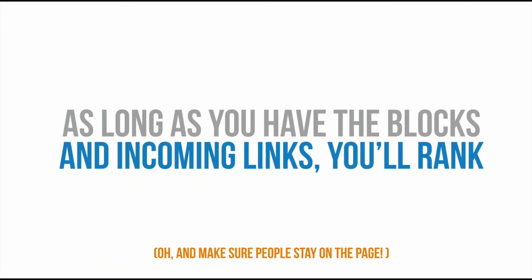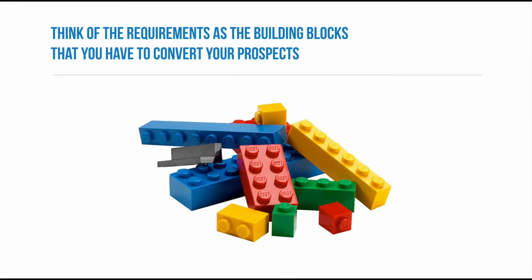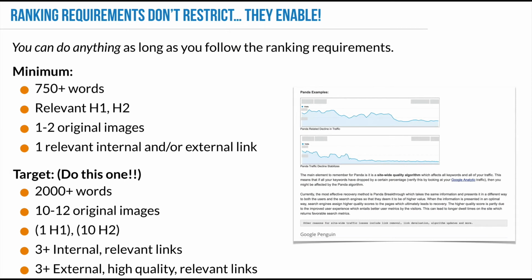Okay, so what I'm trying to convey in the first part is as long as you have the blocks and the incoming links, you'll rank. By the way, you also want to make sure that people don't leave your page right away. That sends a very bad signal to Google. But as long as you have the minimum requirement blocks, let's go back. Yes, this is what you want. You want to have 2,000 words, 10 to 12 original images, one H1. You want to have multiple H2s and relevant internal and external links. As long as you do that, pretty much anything you put on the page will rank.